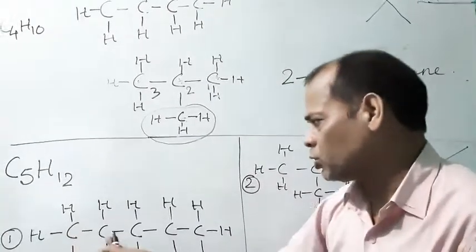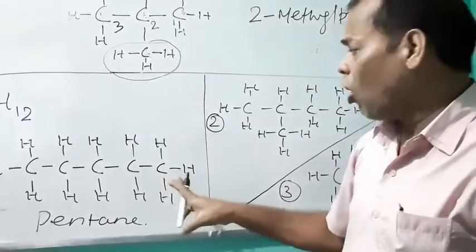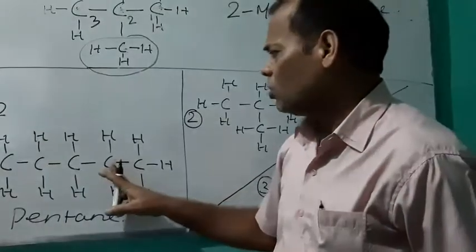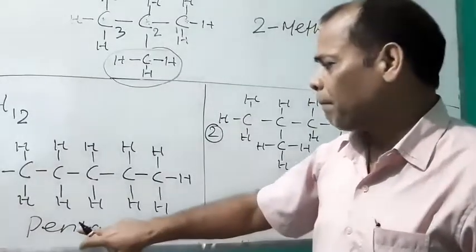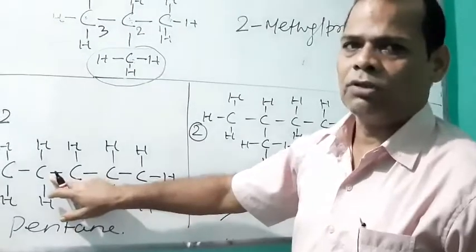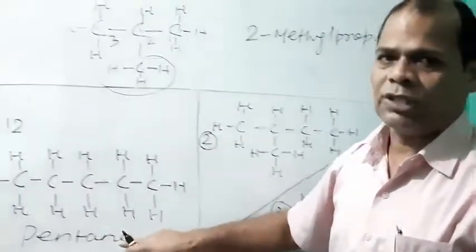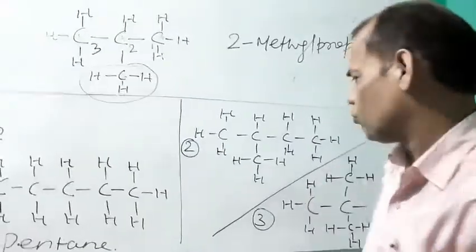Okay, now let us come to C5H12. Now C5H12 can be written in this manner. Now how many carbons are there? 1, 2, 3, 4, 5. So for 5, pent. All are connected by single covalent bonds. So the suffix is ane. So the name of this compound is pentane.